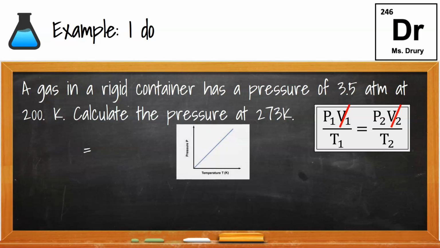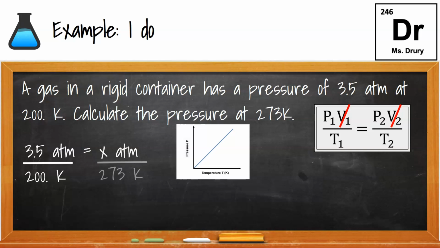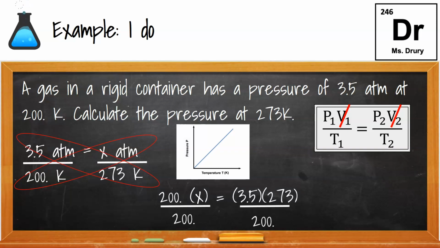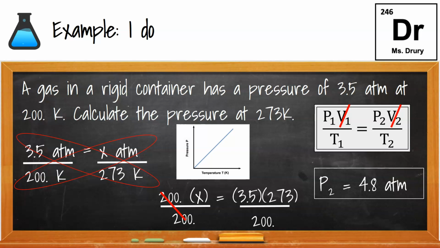We should also know that because pressure and temperature have a direct relationship, since our temperature went up, our pressure should go up, and that's a good check on your work when you're done. Our first pressure was 3.5 atmospheres, and our first temperature was 200 Kelvin. Our second pressure is unknown, where our temperature is 273 Kelvin. We're going to cross multiply and divide by 200, get x alone, and that means our answer in sig figs comes out to be 4.8 atmospheres. That confirms the pressure did increase.